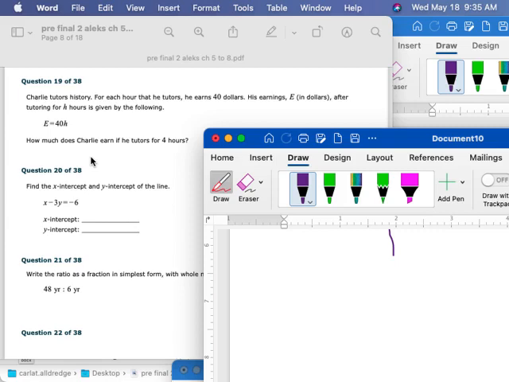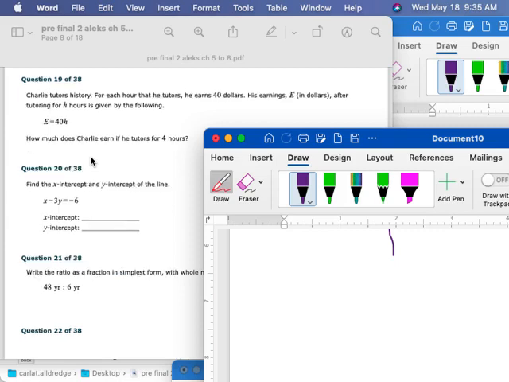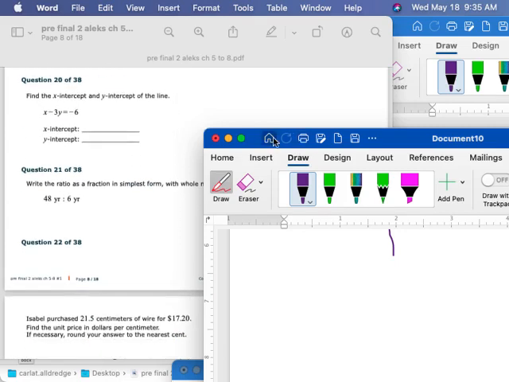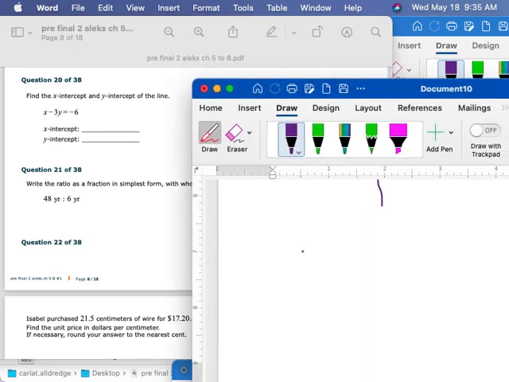Okay? Everybody, yes. Okay, so how do you write that? 160. Like question number 20. Everly, you're talking and you don't have permission. Find the x-intercept and the y-intercept of the line.